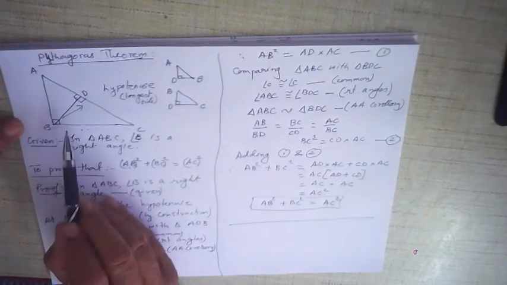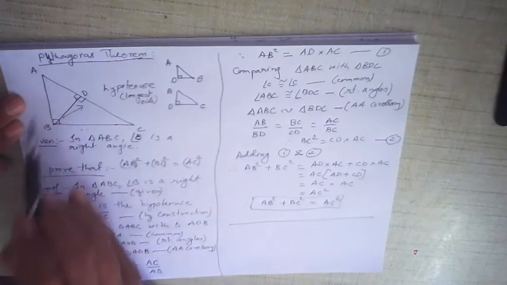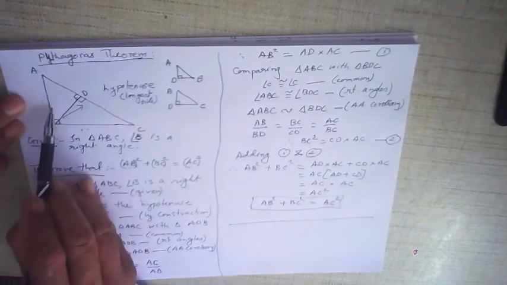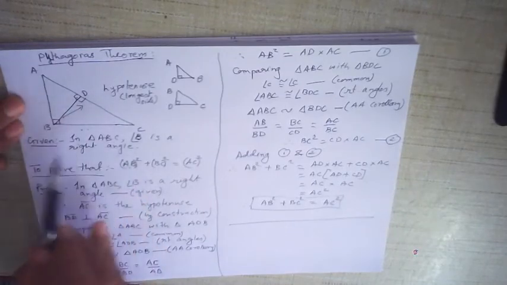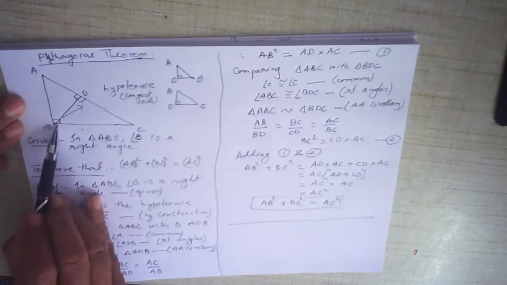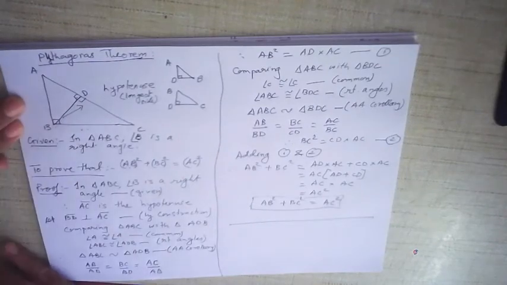Now, what is the theorem? In a right angle triangle, prove that the sum of the squares of two sides of a triangle is equal to the square of the length of the hypotenuse. That is, if in triangle ABC, angle B is a right angle, then prove that AB square plus BC square is equal to AC square.